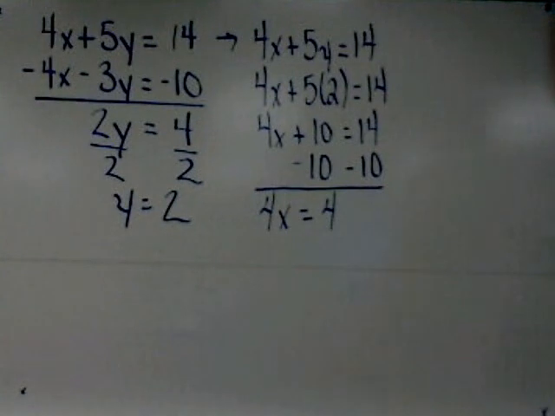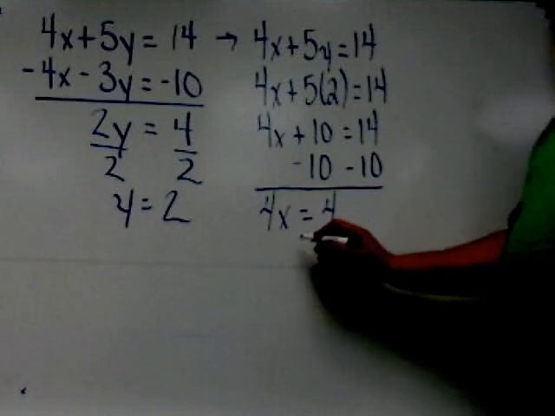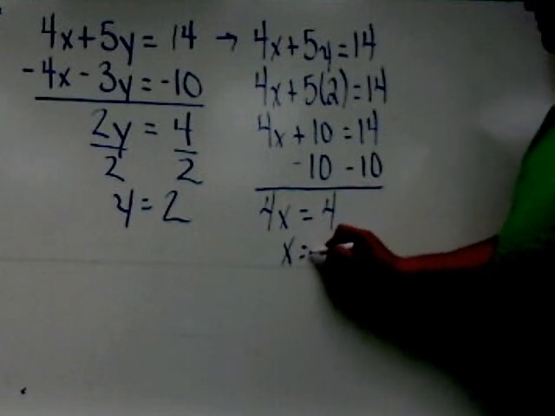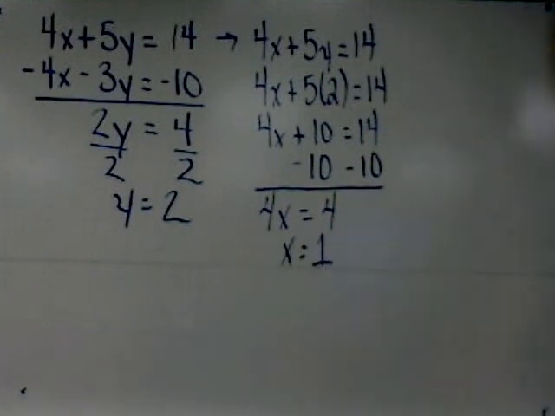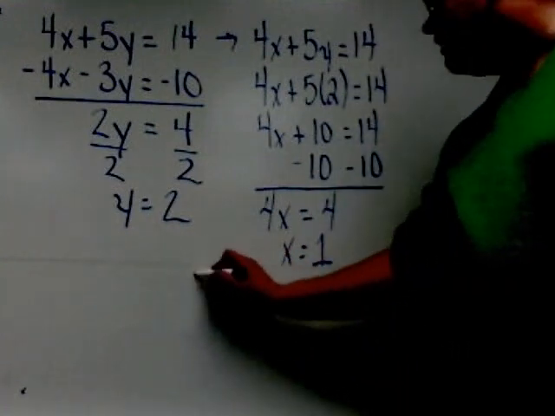So now I simply need to figure out what times 4 makes 4. Well, we know that 4 times 1 makes 4, so that x must equal 1, which makes my ordered pair solution (1, 2).